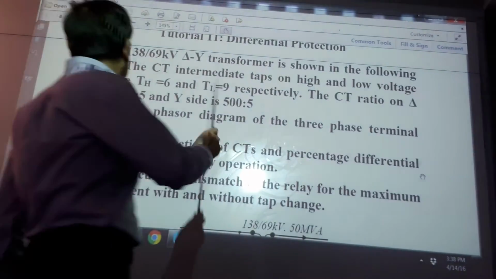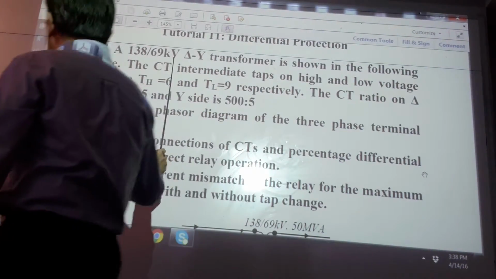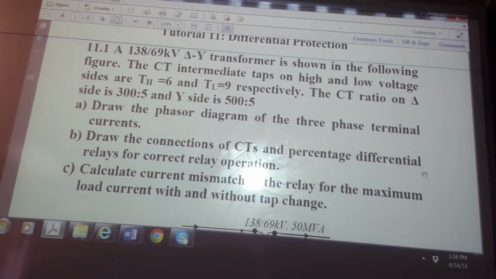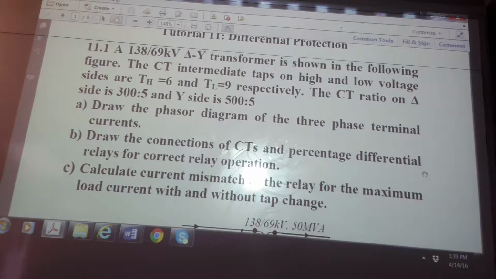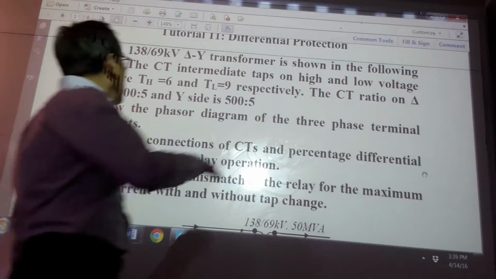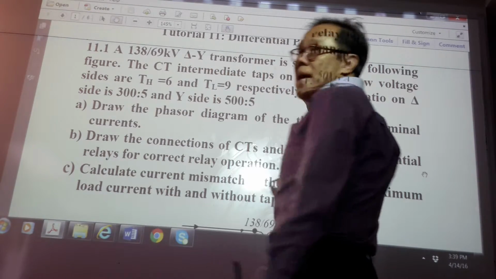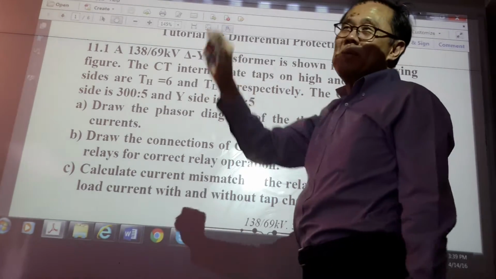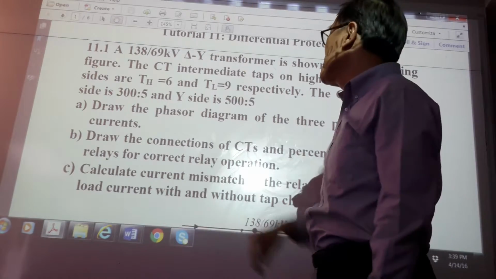Okay? So this is 138/69. The 138 side is connected as a delta, and the 69 kV side is connected as a Y. So this is a transformer that we are going to put in differential relay or differential protection. So it's asking you to use this CT with taps. It's just like a transformer, you have taps there, changing the turn ratio.